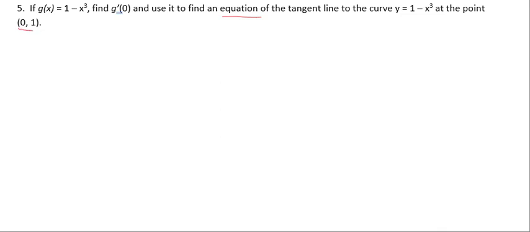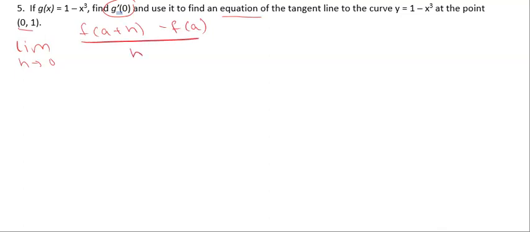The first thing that we need to do is figure out our derivative at 0. In order to figure out our derivative at 0, we need to consider our formula. Our formula for the derivative is the limit as h approaches 0 of f of a plus h minus f of a all over h. Now in this case, a is 0 because we're looking for the derivative at 0. So our formula is going to change to the limit as h approaches 0 of f of 0 plus h minus f of 0 all over h.